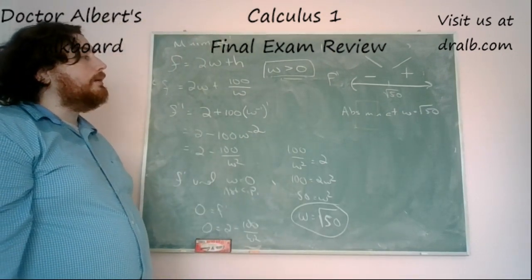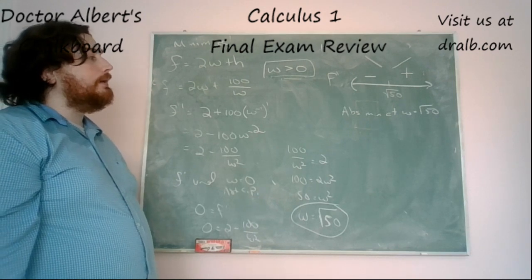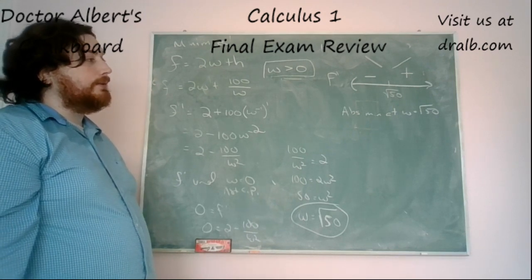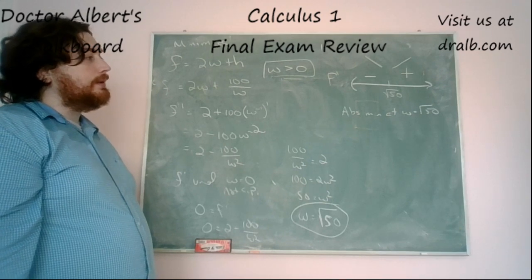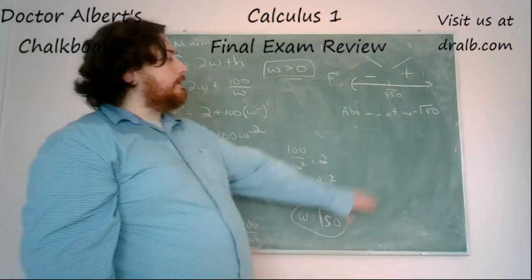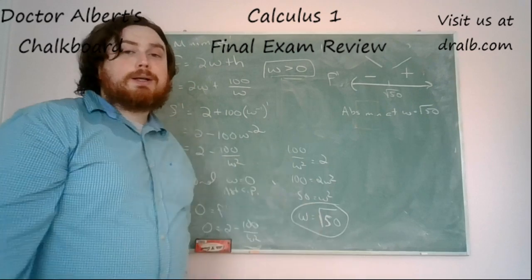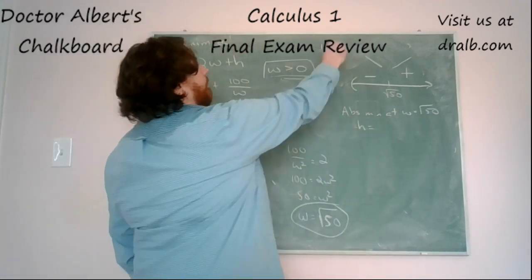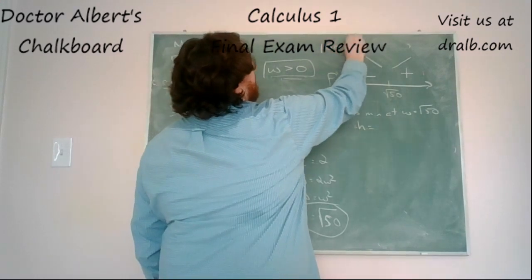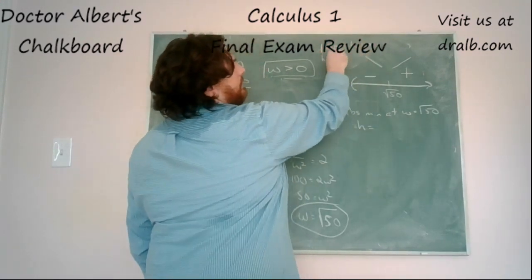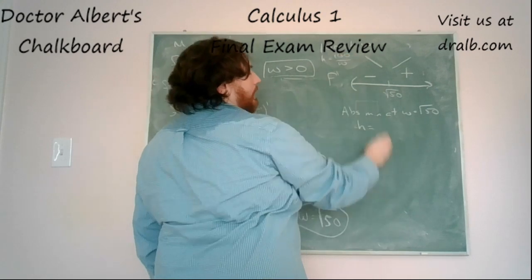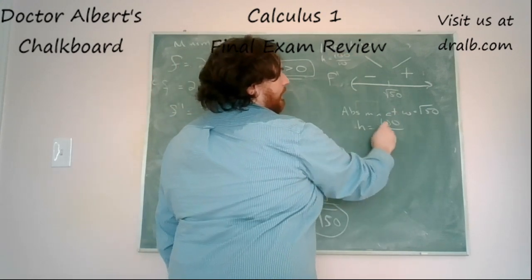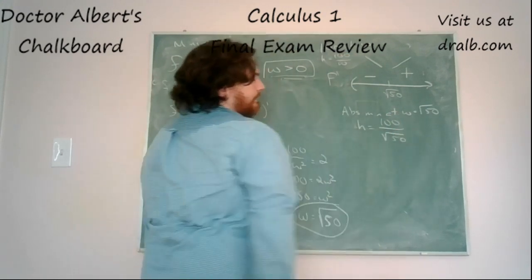Now, remember that what I wanted to do is find the dimensions that minimize the amount of fencing. So I haven't quite found the dimensions. I found W, but I still need to find H. So to find H, remember that we had solved for 100 is H times W. So H is 100 over W. So H is going to be 100 over the square root of 50.